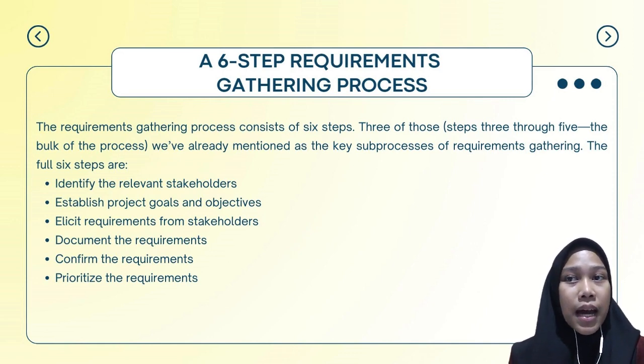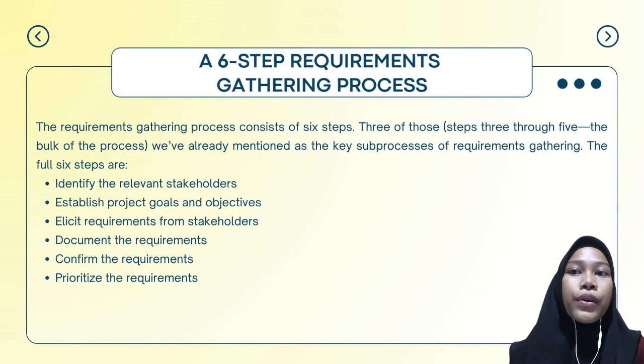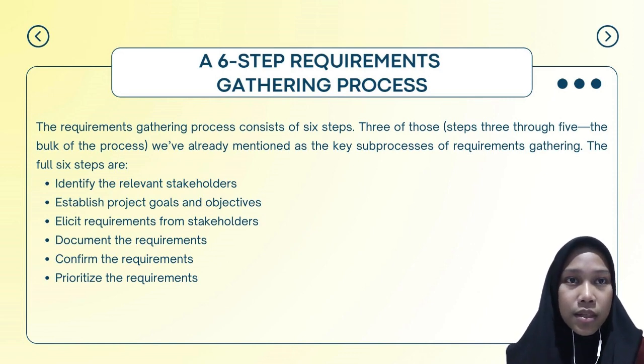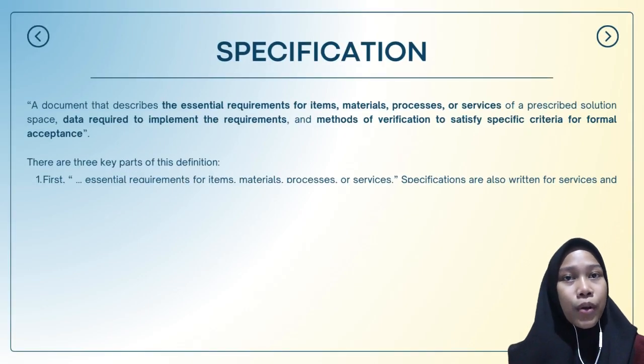The full 6 steps are: first, identify the relevant stakeholders; then establish project goals and objectives; then elicit requirements from stakeholders; fourth, document the requirements; fifth, confirm the requirements; and sixth, prioritize the requirements. So that's all 6 steps of the requirements gathering process.